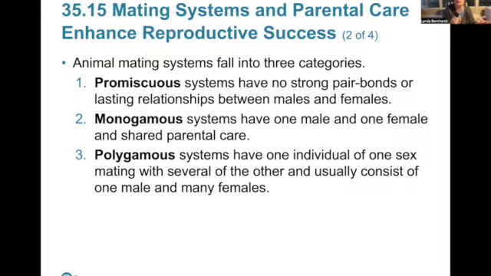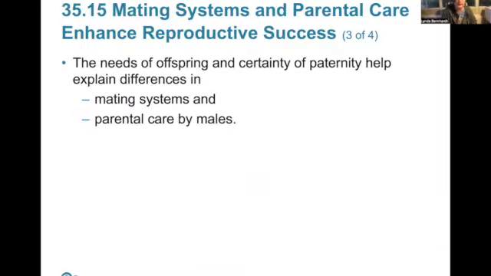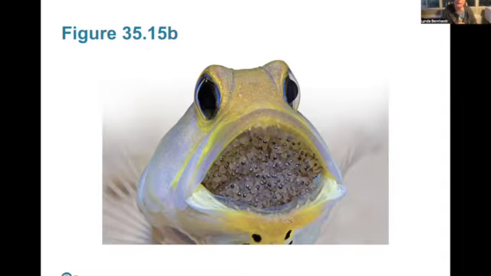Polygamous, poly for many. So this would be one individual of one sex mates with several of the other, usually consistent with one male and many females, mainly because in this kind of scenario, they're going for more offspring. There are a few where it's the other way around, where it's one female with many males, but that's a different thing. It's still called polygamous, though. Needs of offspring and certainty of paternity help explain the differences in the mating systems and the parental care.